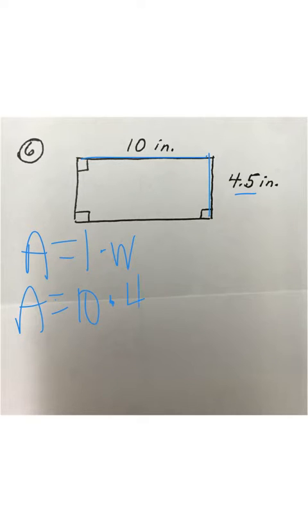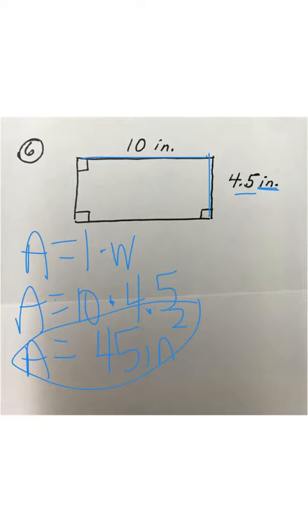Number 6, you again have a rectangle, and the area for rectangle is length times width. We see the length is 10 inches, and the width is 4.5. So you multiply 10 times 4.5, and you get 45. The unit was inches, it is area, so you square it.